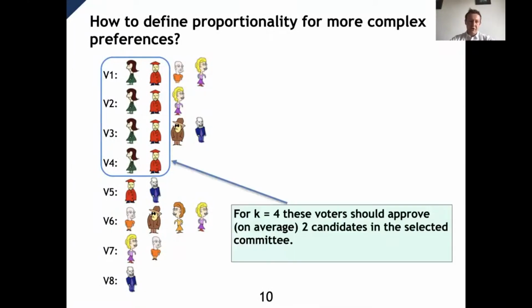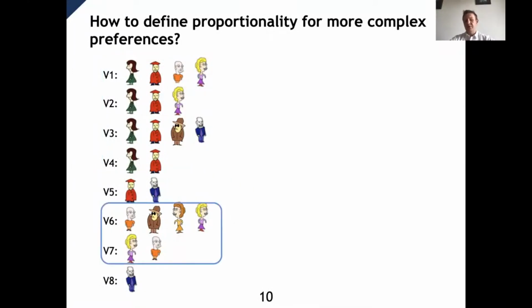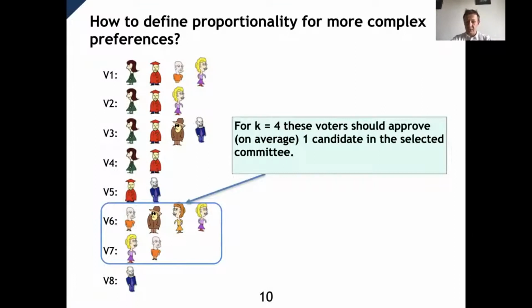Similarly, we can observe that this group of voters form 1/4 of the society, so they should be able to decide about 1/4 of the committee, that is about 1 candidate. They all agree on at least 1 candidate. Actually, they agree on 2, but agreeing on 1 is sufficient. So, on average, those voters should be given at least 1 representative in the elected committee.